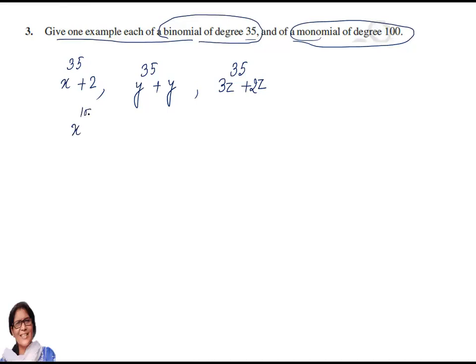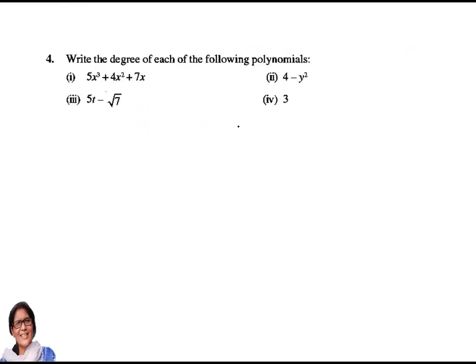Second one is monomial of degree 100. It can be x to the power 100. It can be y to the power 100. It can be t to the power 100. It can be z to the power 100. Right? Thousands of examples.